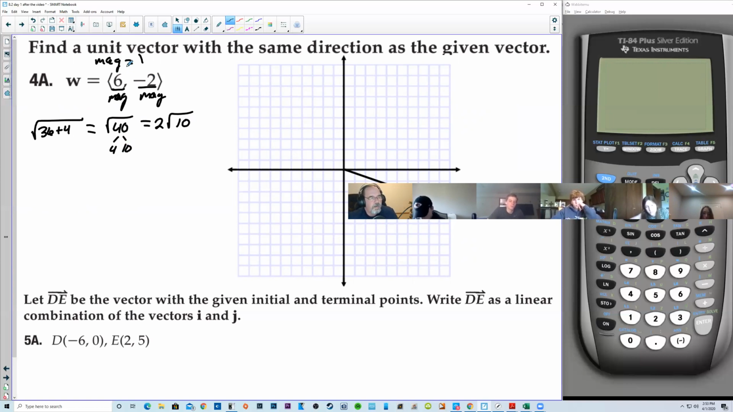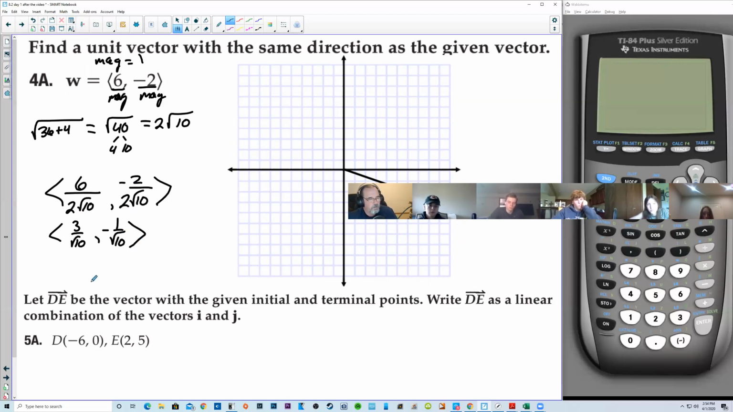Well, now you divide each of these by the magnitude. So we have 6 over 2 square root of 10, comma, -2 over square root of 10. So we have 3 over square root of 10, comma, -1 over, oh, because I need a 2 here, -1 over square root of 10. Now that's the answer. That's the answer we're looking for.